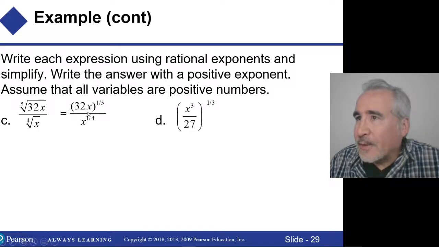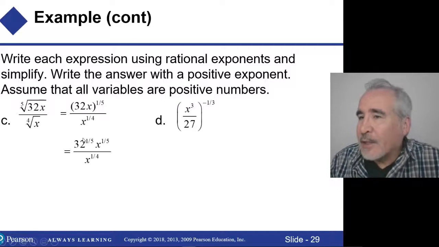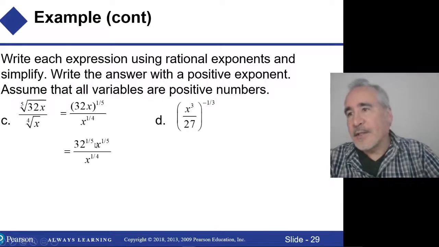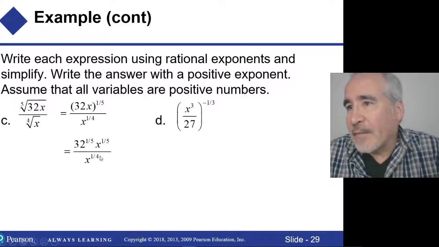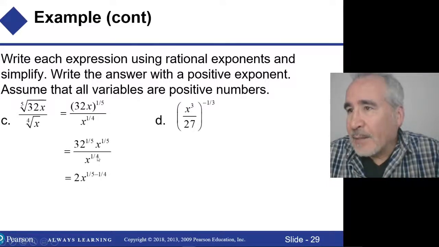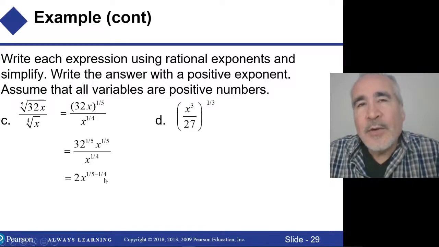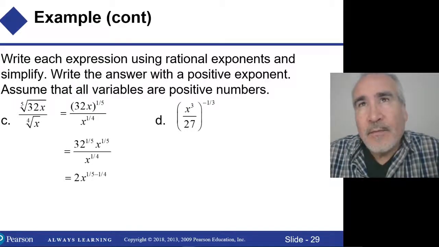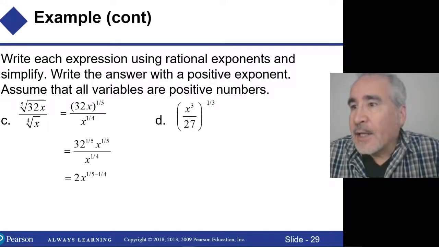And so we can distribute it. 1/5 here, 1/5 there. So this number just becomes 2. So it's 2x to the 1/5 and x to the 1/4. And then we're going to have some more work we can do, right? Because we're dividing by the x's, so we can subtract these exponents. 1/5 minus 1/4. 1/4 is actually bigger than 1/5. Yeah. So we're going to get a negative exponent.